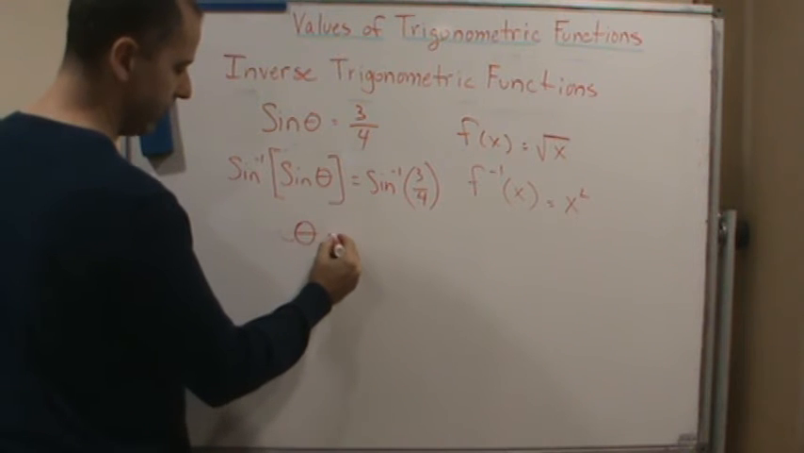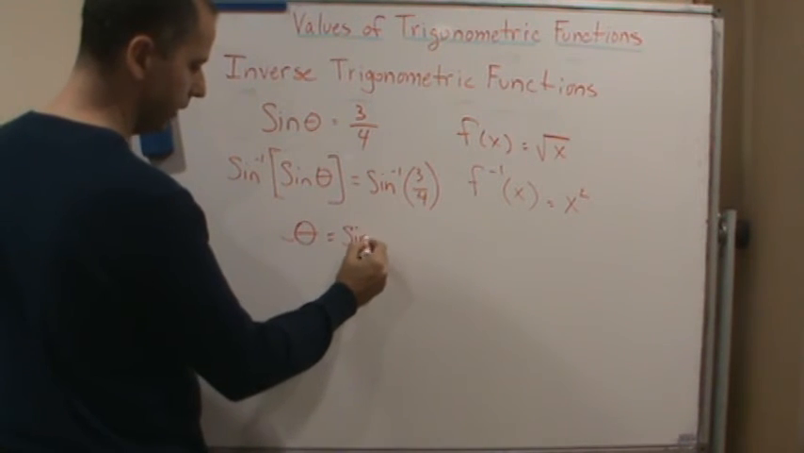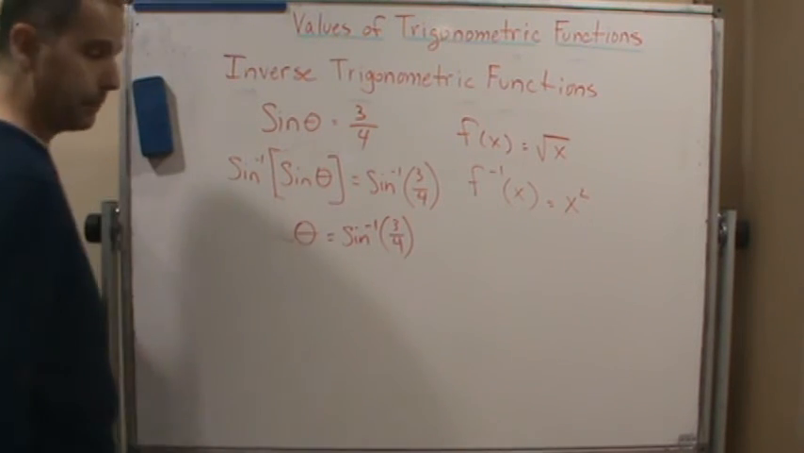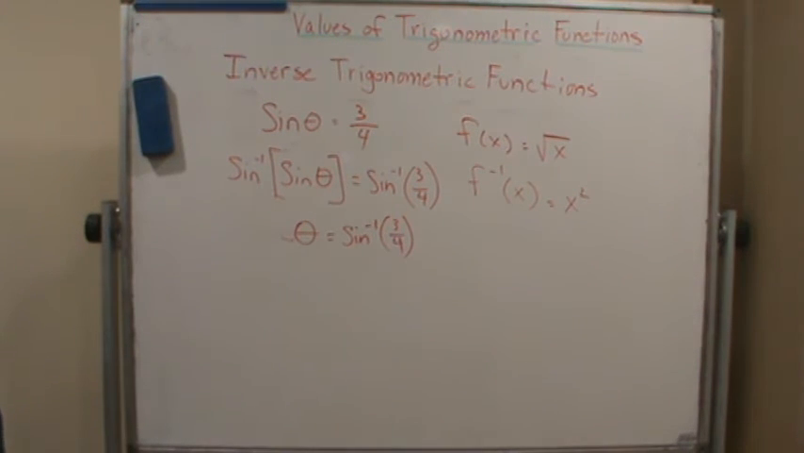Okay? And so we get theta equals inverse sine of the opposite over the hypotenuse, or in this case 3/4. Okay? And then if we find the inverse sine of 3/4, we get approximately 48.59 degrees.